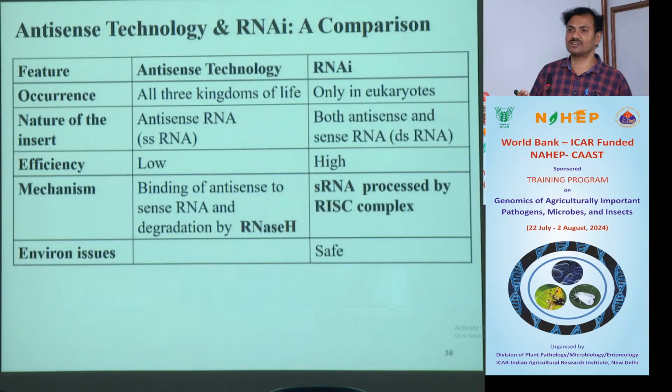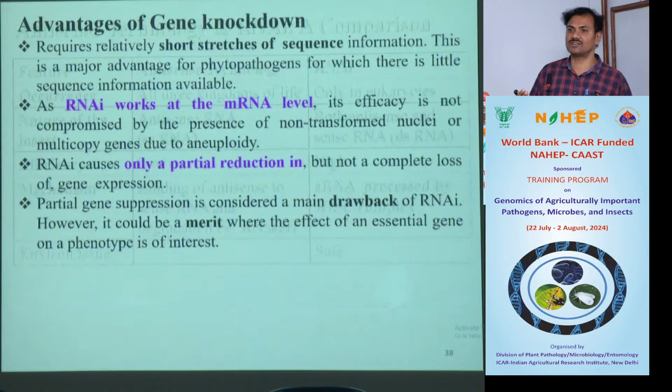You know the Flavr Savr tomato, with the polygalacturonase inhibiting antisense, which was the first commercial transgenic plant, way back in the 90s. That was by antisense technology, but RNAi has its own advantages. You can see here what the advantages are. Now, these are all theoretical things, so I am just skipping it.